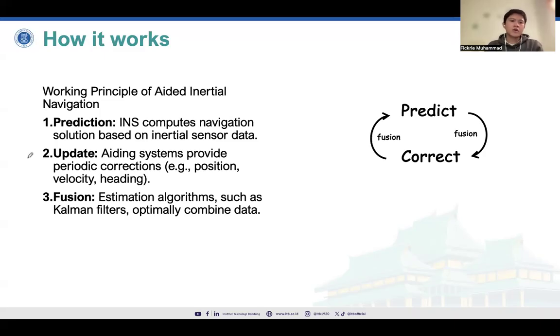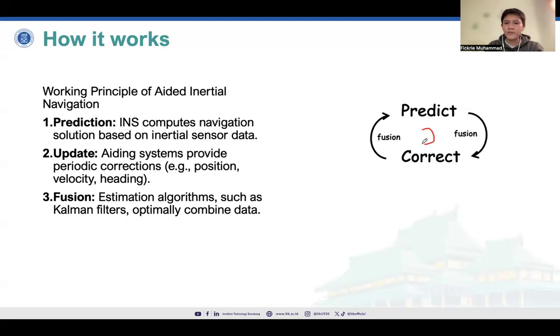The working principle of aided inertial navigation systems basically consists of two parts, which is predictions and the update. So the INS first computes navigation solutions based on the inertial sensor data, gyroscope and accelerometers, and then it does the updating. The aiding system provides periodic corrections like positions, velocity, headings, and we do the fusion. So basically, they are working together.